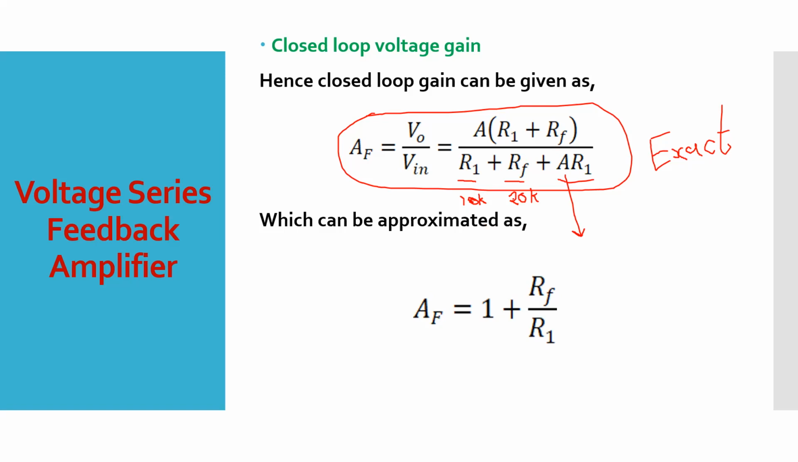It will be very large. A multiplied by R1 will be too large compared to R1 plus RF. So I can say like that, the AR1 product will be very large compared to R1 plus RF. So you can put this approximation here. That's what I'm explaining to you. Like in the denominator, instead of considering R1 plus RF plus AR1, you can simply consider it to be AR1.